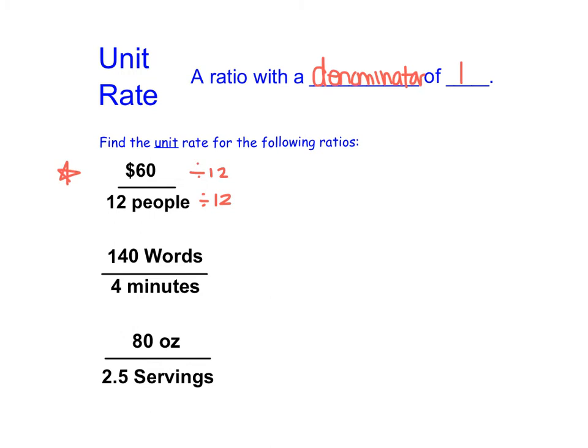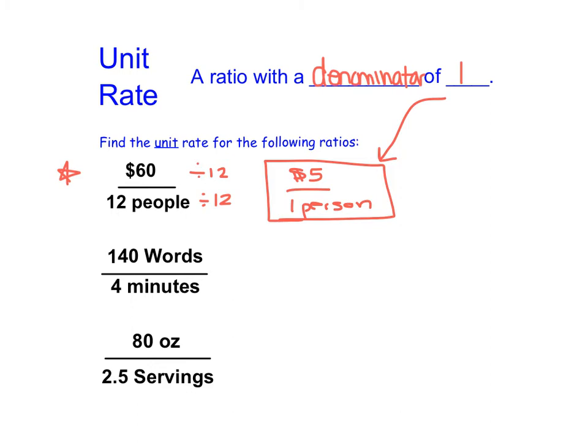So if I take $60 divided by 12, I get $5. And if I take 12 people divided by 12, I get 1 person. So in this particular situation, the unit rate, or the situation with a denominator of 1, becomes $5 per 1 person. So you can see how that's a rate. It's comparing 2 quantities there.